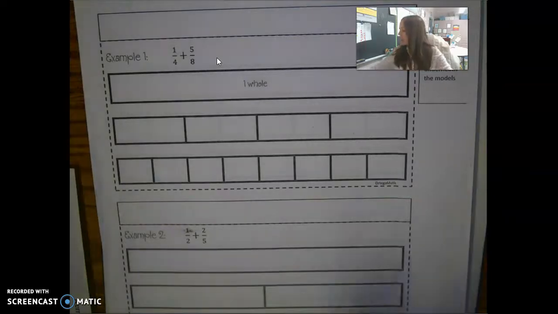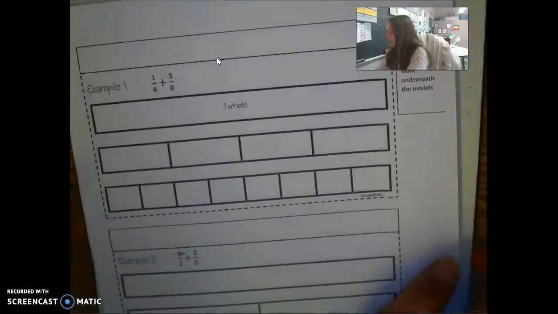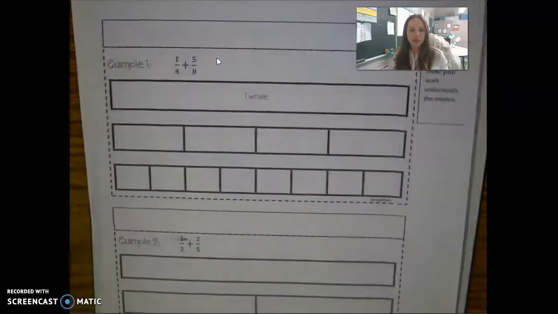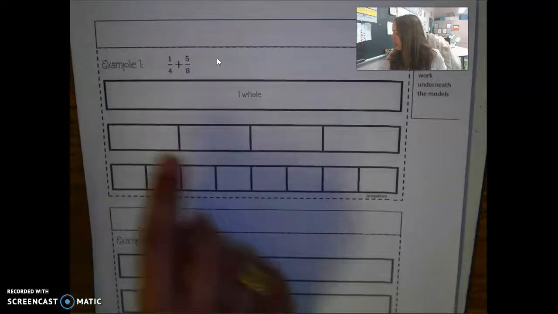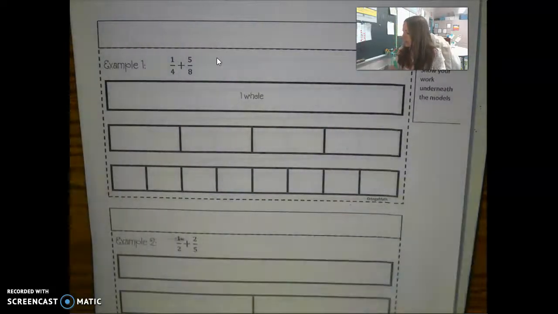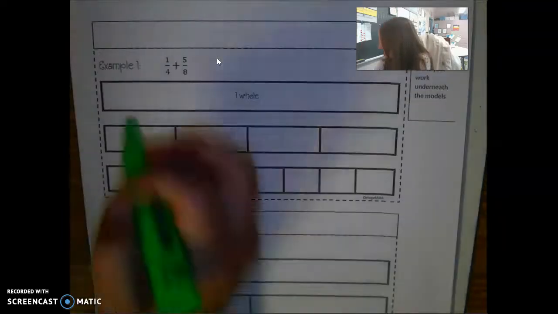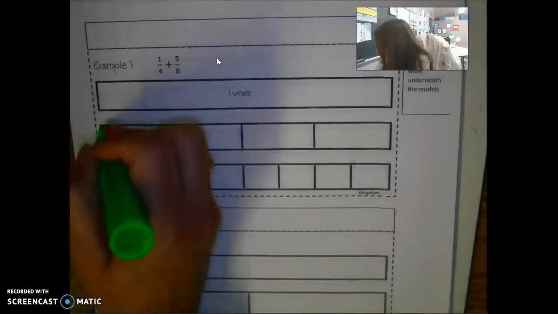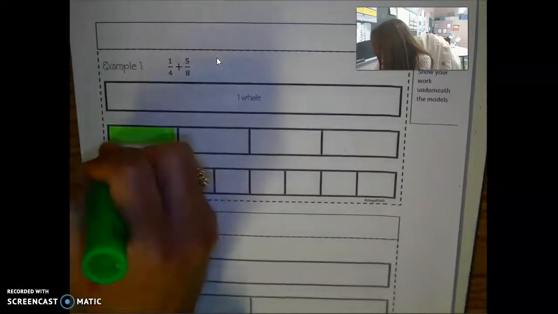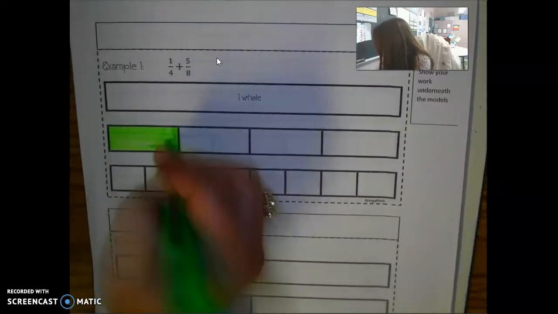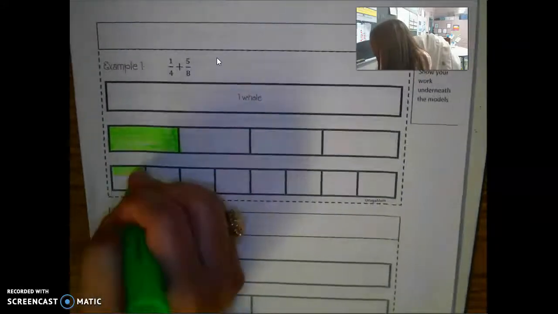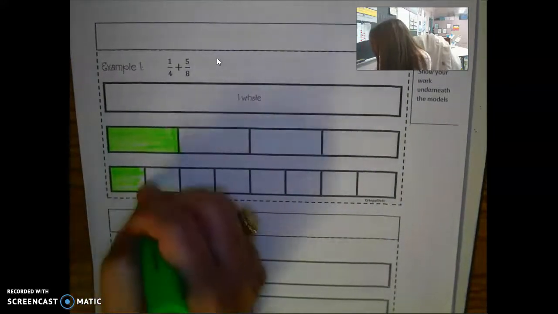Okay, so let's take a look at 1/4 plus 5/8. So thankfully, our strips are already cut into fourths and eighths, okay? So if we were going to add 1/4, I'm just going to color in one rectangle, to 5/8, I would go ahead and color in 5 of these.